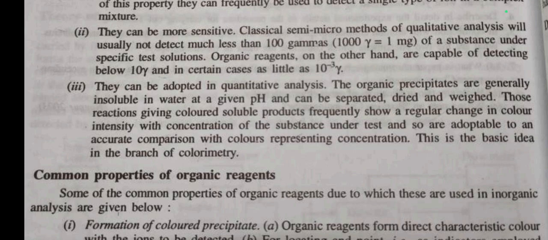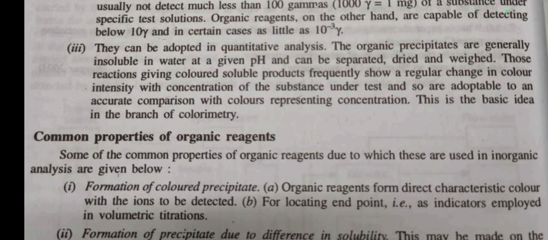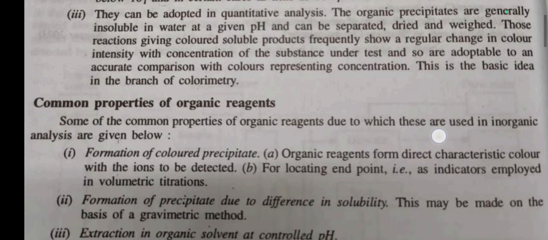The organic precipitates are generally insoluble in water at a given pH and can be separated, dried, and weighed. Those reactions giving colored soluble products frequently show a regular change in color intensity with concentration of the substance under test, and so are adaptable to an accurate comparison with colors representing concentration. This is the basic idea in the branch of colorimetry.